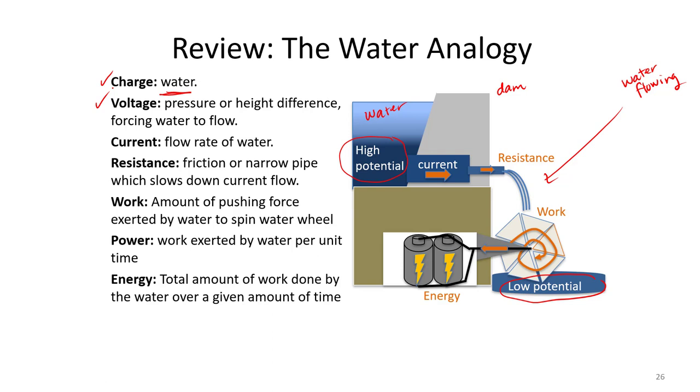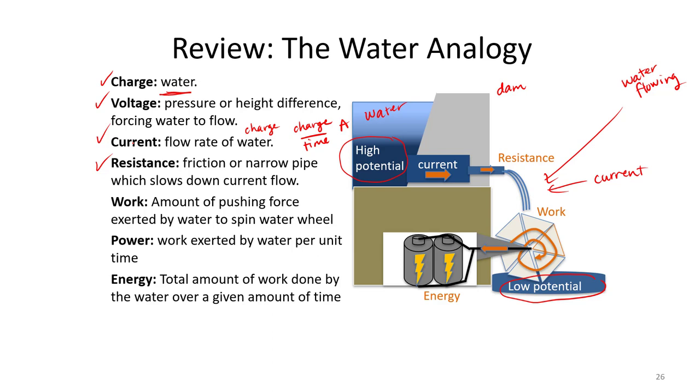Next, we have current. Current is the flow rate of water in a mechanical system. In an electric system, current is the flow rate of charge, so the units are charge per unit time. And of course, you might remember that the units of current are also given in amperes. We'll cover that more later. So here you see the current is however much charge is flowing per given amount of time. Resistance is resistance to flow. In a mechanical system, that might be friction, but in an electrical system, resistance is resistance to the flow of charge.